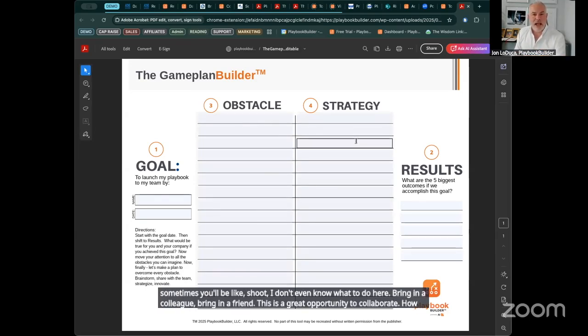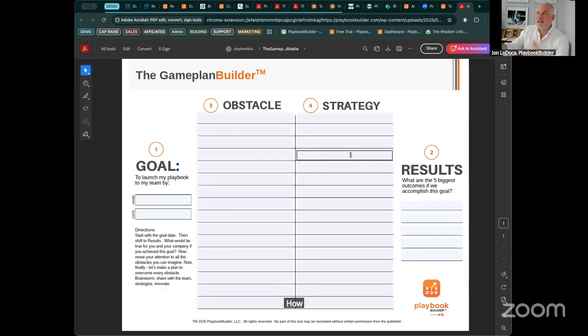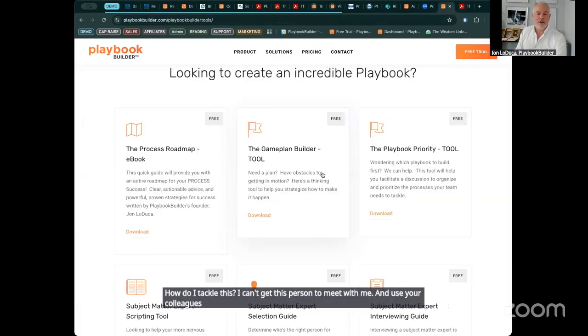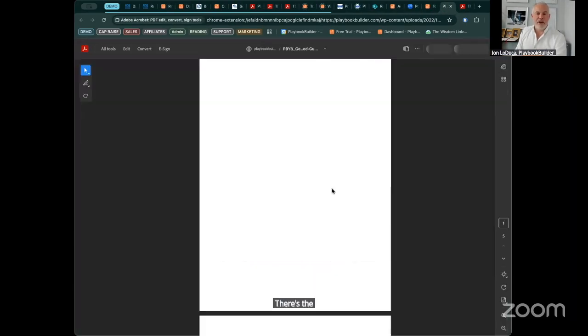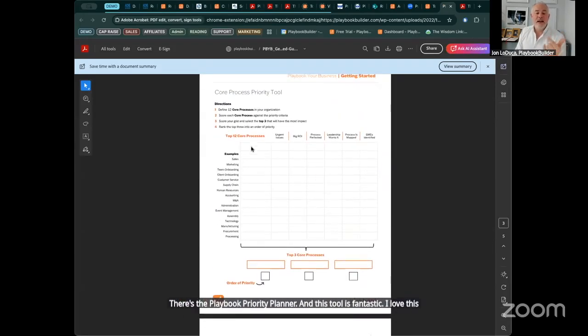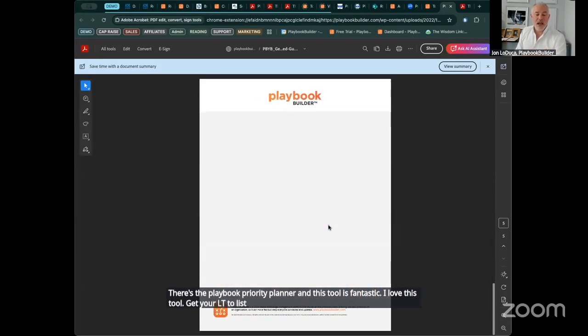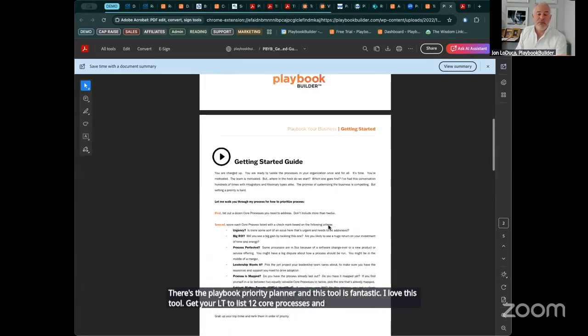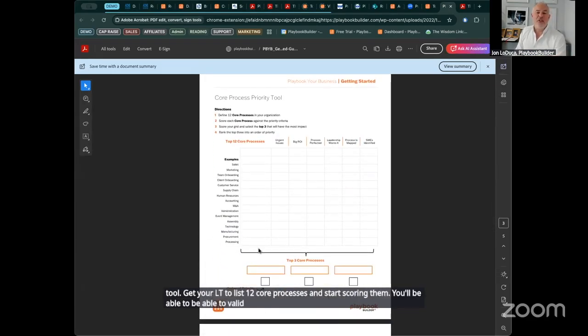I don't have the hours in the calendar. How do I tackle this? I can't get this person to meet with me. And use your colleagues to help you overcome these obstacles. There's the Playbook Priority Planner. And this tool is fantastic. I love this tool. Get your LT to list 12 core processes and start scoring them. You'll be able to validate which ones should go first, second, and third.